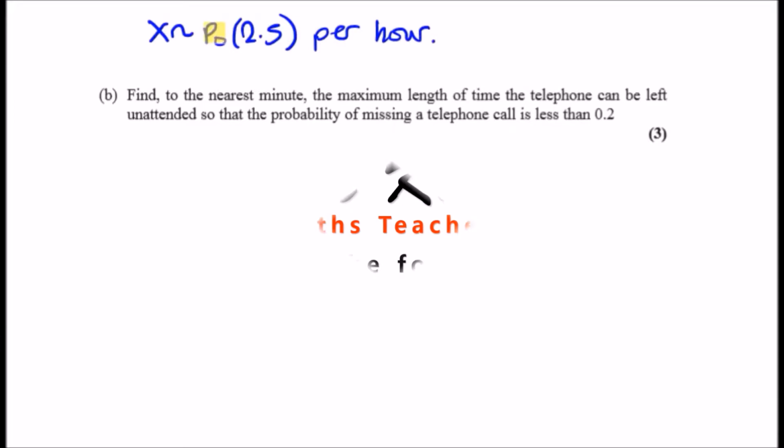Okay, here we go, part B. Find, to the nearest minute, so when you change that to hours, minutes later, the maximum length of time that the telephone can be left unattended, so that the probability of missing a telephone call is less than 0.1.